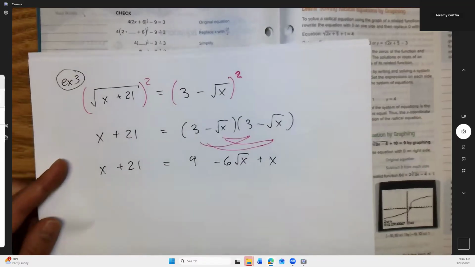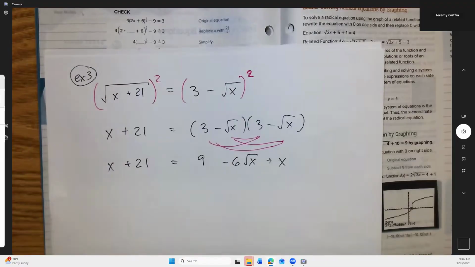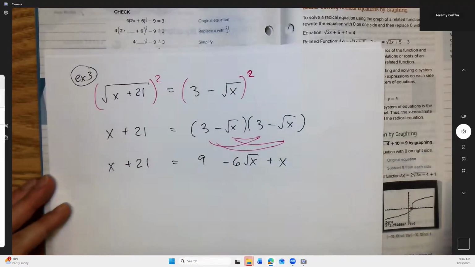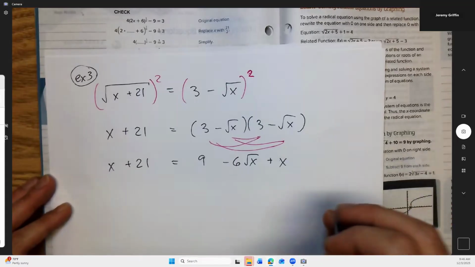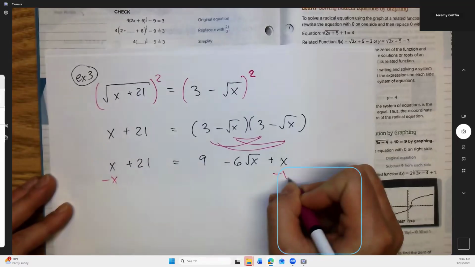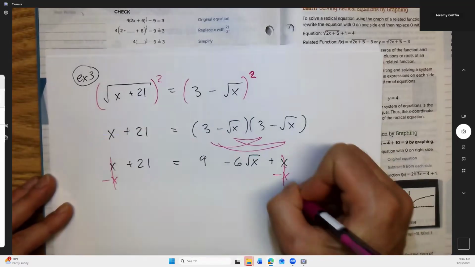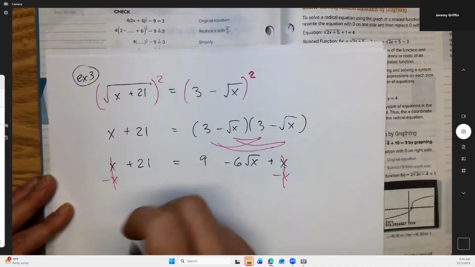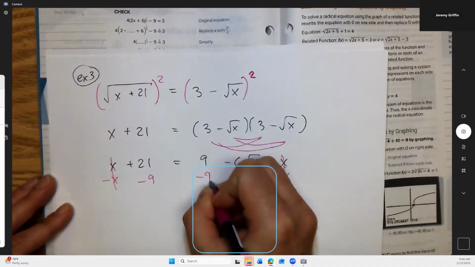Is that okay so far? Okay. All right, now our goal is still to get x equals something at the end. What's a good next step? Subtract x. Oh, look at this. That was pretty nice. Okay. Can I subtract 9 at the same time? Is that okay? Minus 9, minus 9.